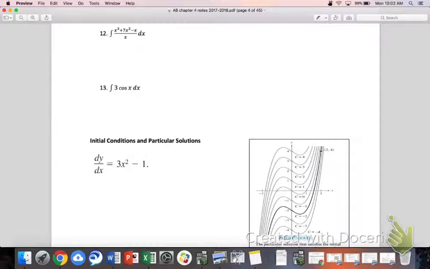So what I'm going to do with this one is I'm going to flip that denominator up to the top. So that would give me integral of x cubed plus 7x squared minus x. And then I flip that denominator up, so it would be times x to the negative 1.